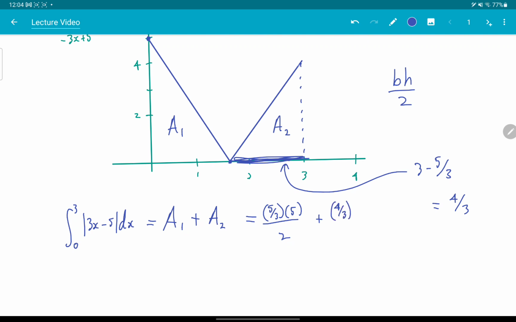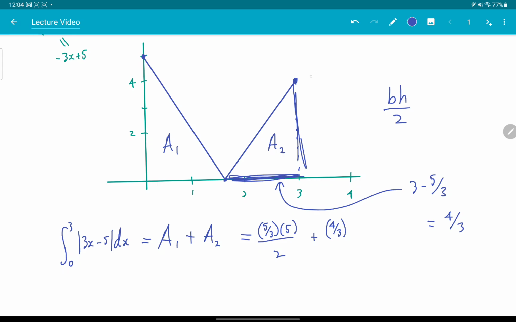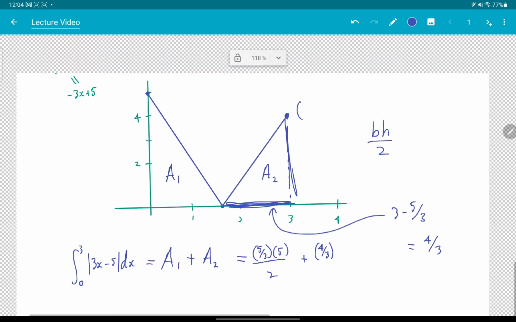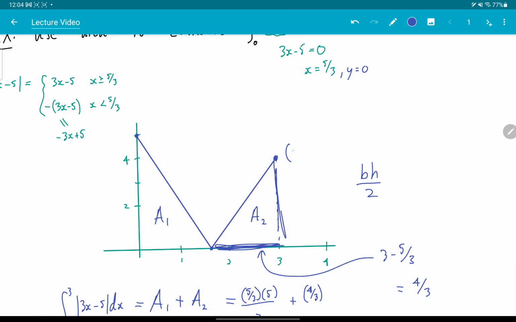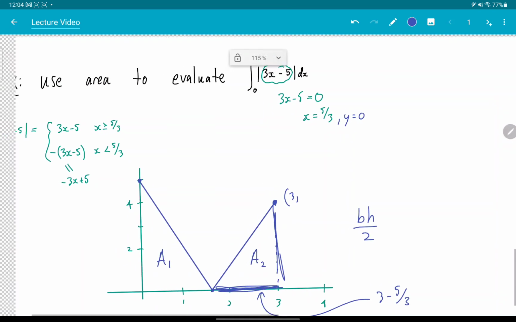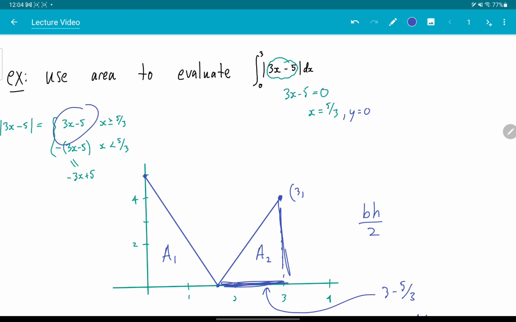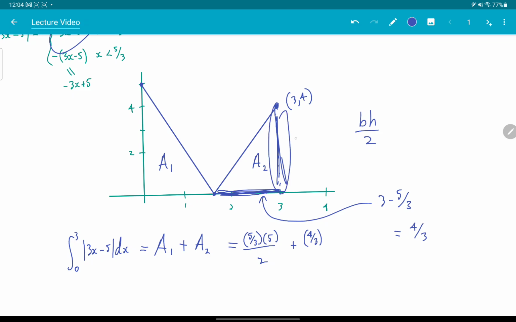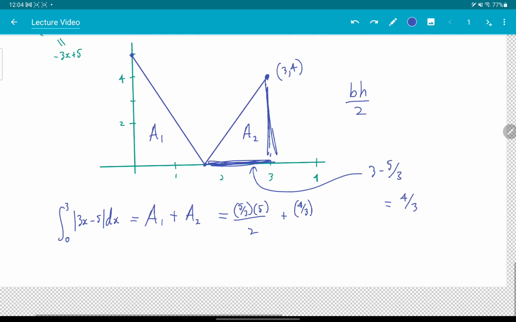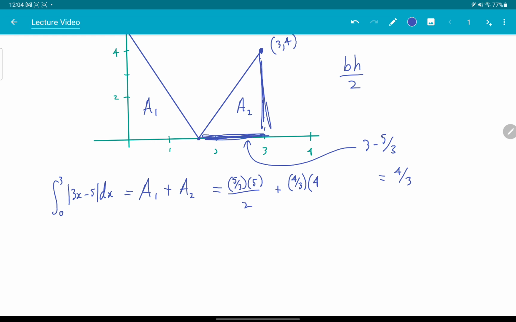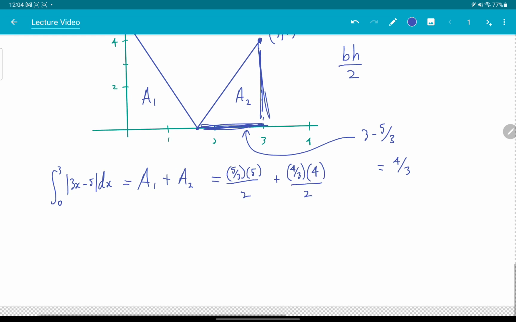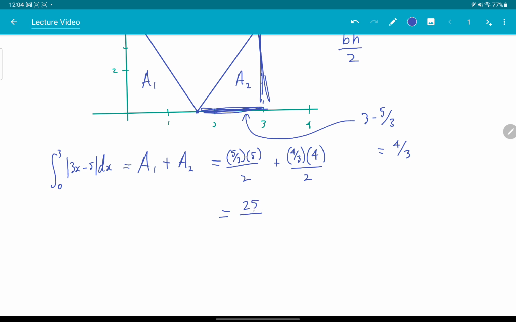And the second height is, well, I could find this point here by plugging into my function. If I plug x equals 3 into my function right here, I'll get y is equal to 4. So telling me that this length here is 4. So my second height is 4. And I work this out. What do I get? I get 25 over 6 plus 16 over 6, which is 41 over 6.